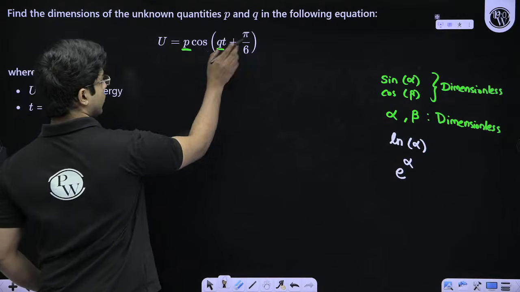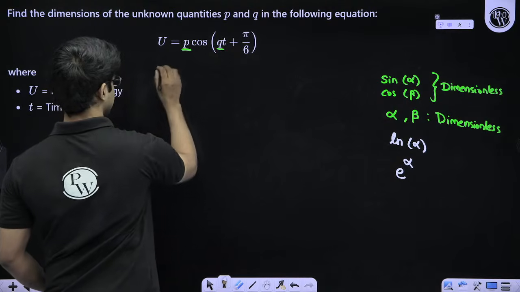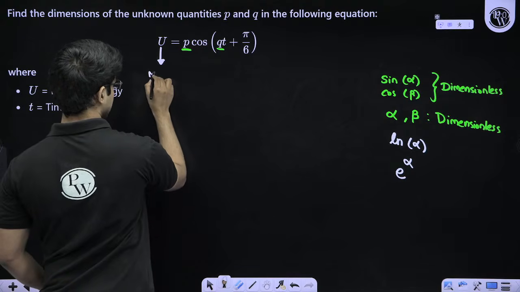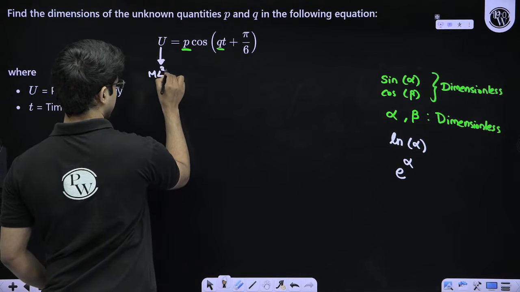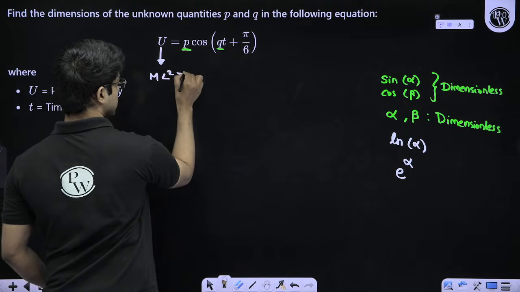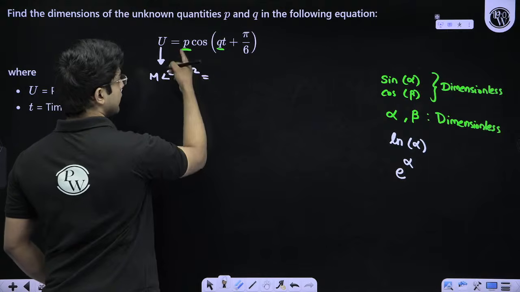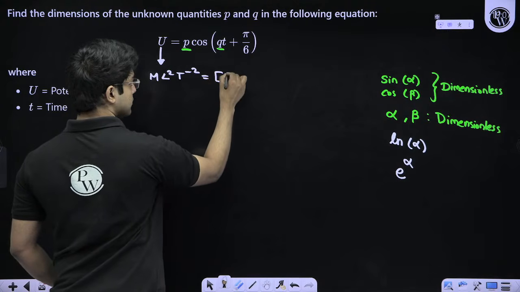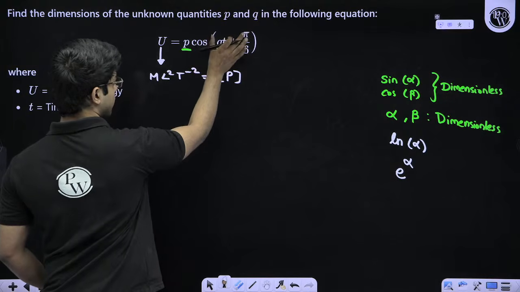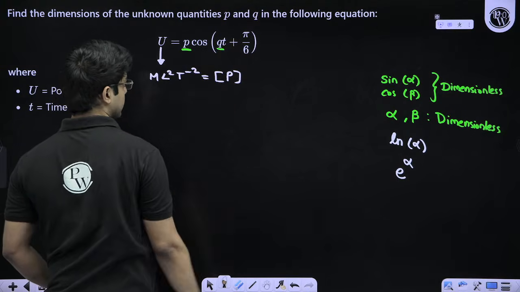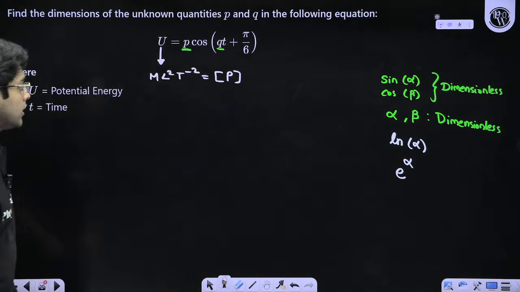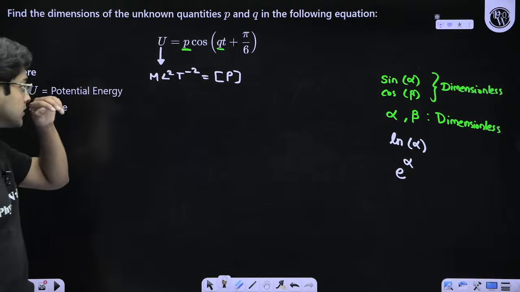So here on the left side we have a potential energy, right? Potential energy means energy itself. So what is the dimension? ML square T raised to minus 2. Then we have the dimension of P into the dimension of this cos. Cos of whatever it may be is dimensionless. So P's dimension is ML square T raised to minus 2, which is energy's dimension.